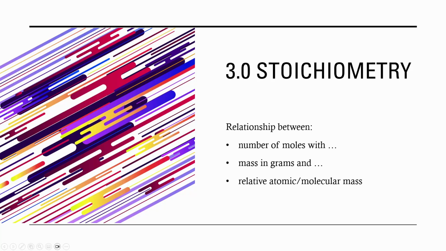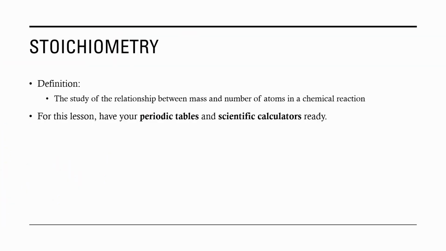Hi everyone, in this video we will be discussing the IGCSE chemistry topic of stoichiometry. In this video, we will be focusing on the relationship between the number of moles of a substance, its mass in grams, and its relative atomic or molecular mass. To ensure that you're able to get the most out of this video, it is a good idea to have a periodic table in front of you, as well as a scientific calculator.